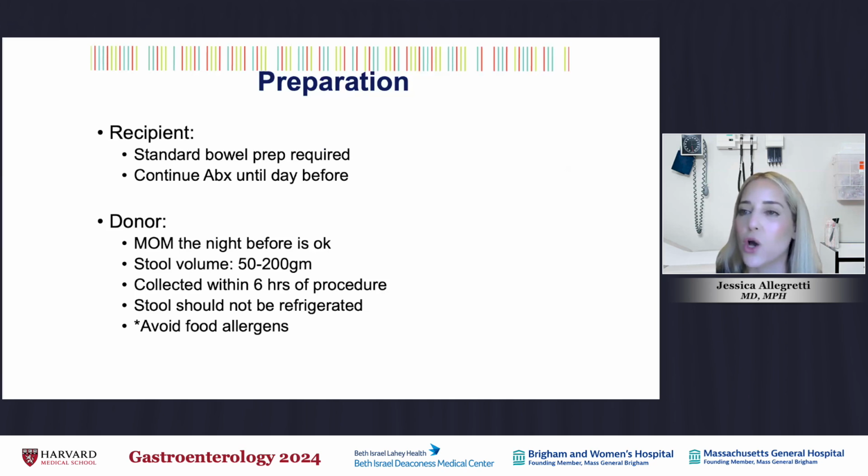If you were doing this via a colonoscopy, the recipient would do a standard bowel prep. We know there is actually something therapeutic about the bowel prep with regards to removing any residual spores and any residual antibiotics that are still around.